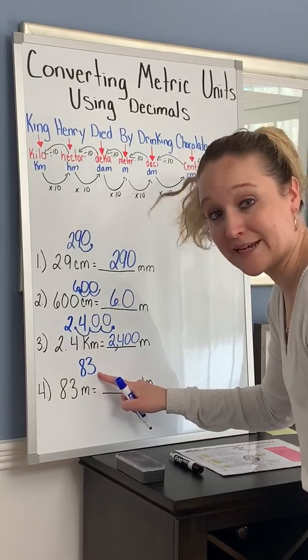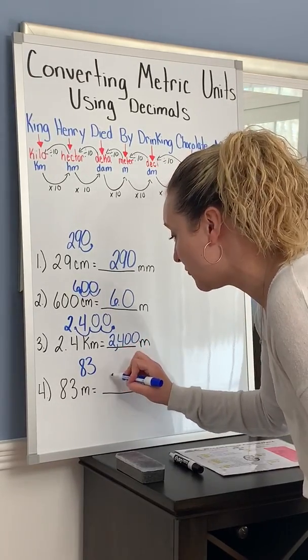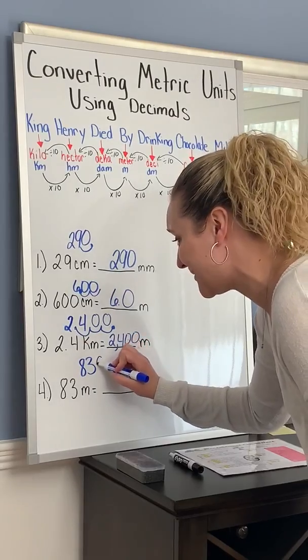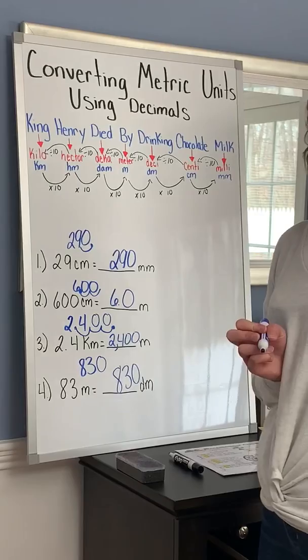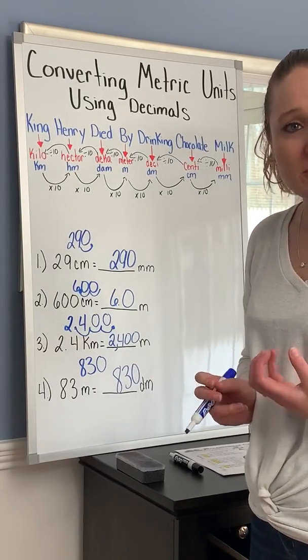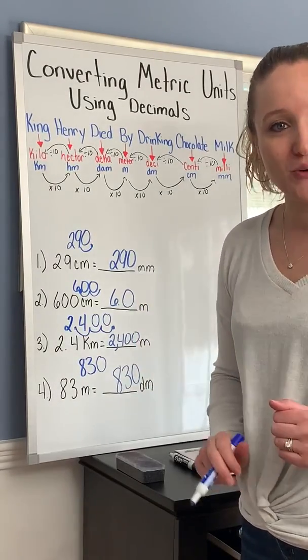My decimal is right there. All I need to do is move my decimal place once, or I can just add a 0. So my new answer is 830 decimeters. Okay, I want to try a few more with you before you go and do your own.